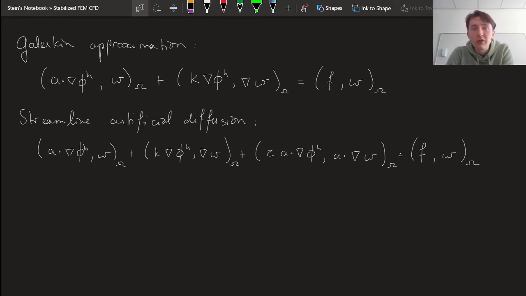So here we have essentially the two different approaches so far. We have our standard finite element approach, the Galerkin approximation, where we simply take the weak formulation of the partial differential equation and then we replace the H1 spaces by these finite element spaces, thereby getting these h's here as illustrative of the discrete nature of our solution now.